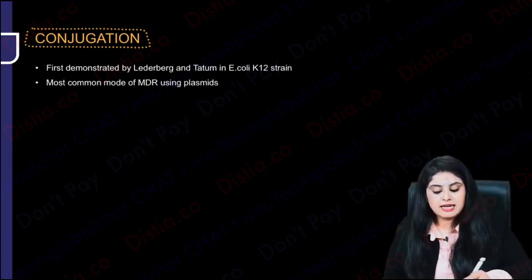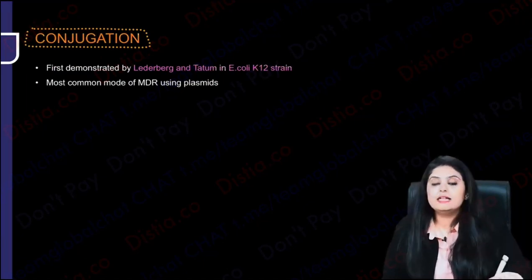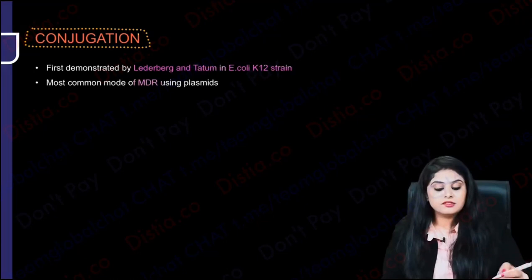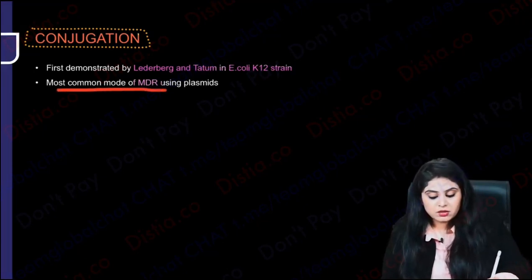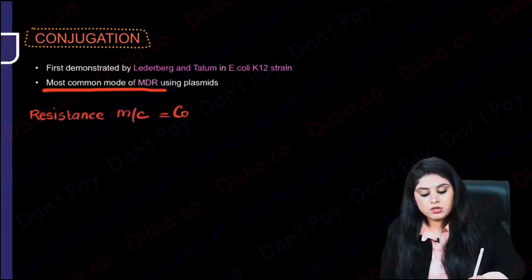This was explained by Lederberg and Tatum, and this was explained in E. coli. And let me tell you, finally I can make that list. If I ask you which is the most common mode of multi-drug resistance? The most common mode of multi-drug resistance in bacteria is conjugation. So remember, the most common mode of resistance transfer is going to be conjugation.